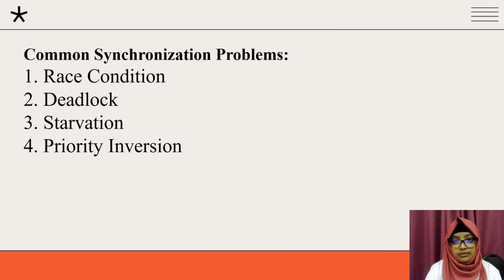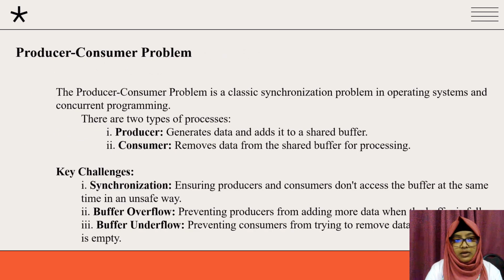Common synchronization problems: race condition, deadlock, starvation, priority inversion. Producer consumer problem. The producer consumer problem is a classic synchronization problem in operating systems and concurrent programming. There are two types of processes. Producer generates data and adds it to a shared buffer. Consumer removes data from the shared buffer for processing.